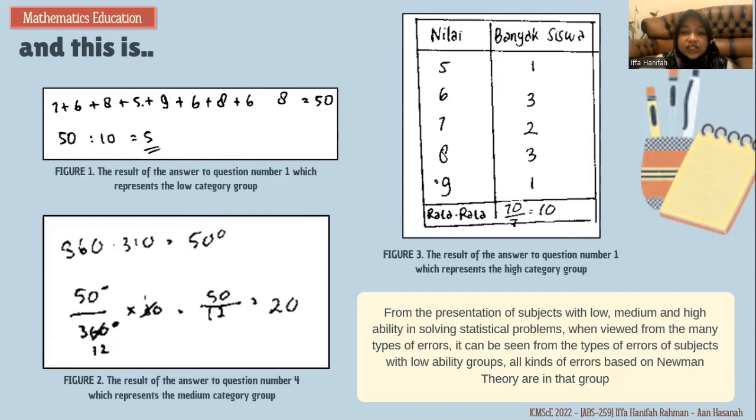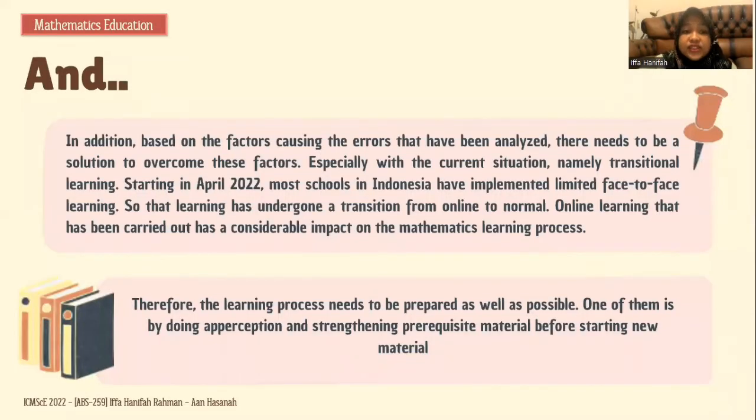From the presentation of subjects with low, medium, and high ability groups in solving statistic problems, when viewed from the many types of error, it can be seen from the types of error of the subject with the low ability group. All kinds of error based on Newman's theory are in that group. In addition, based on the factors causing the errors that have been analyzed, there needs to be a solution to overcome these factors, especially with the current situation, namely transitional learning.